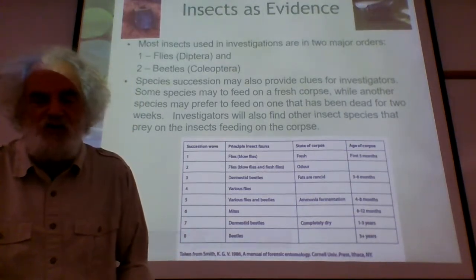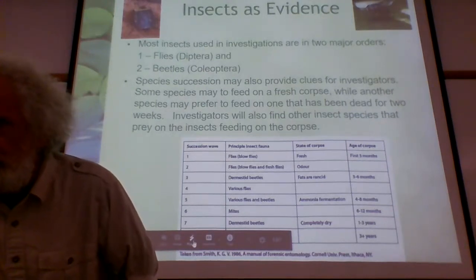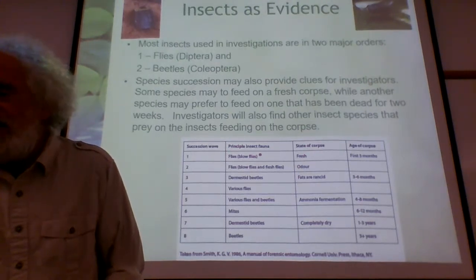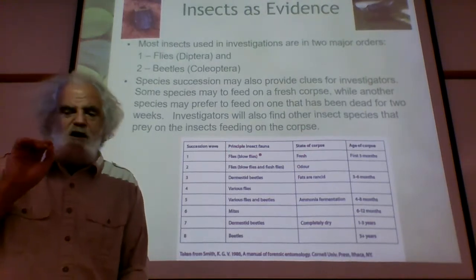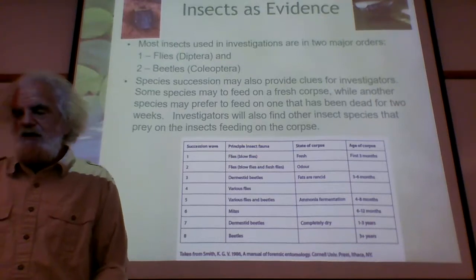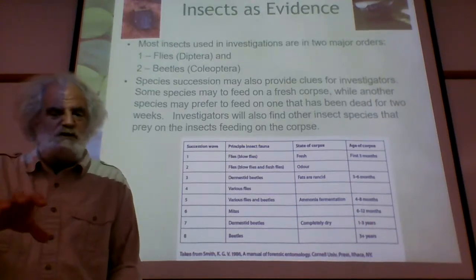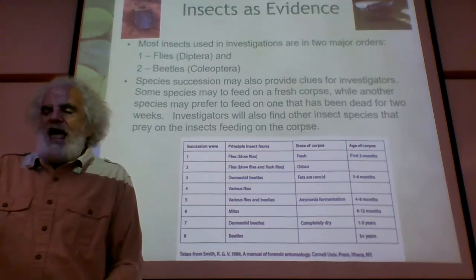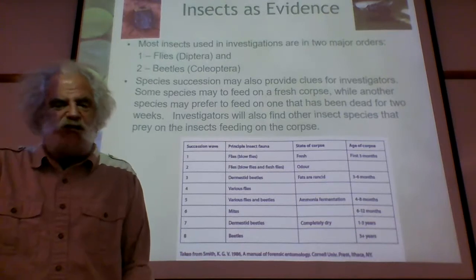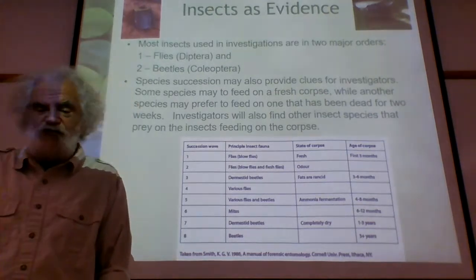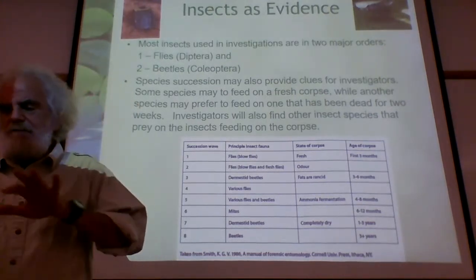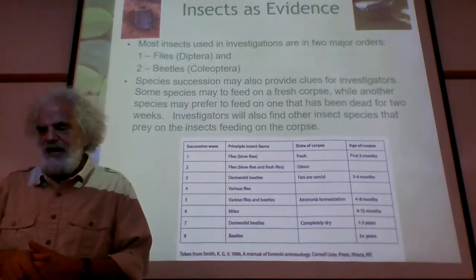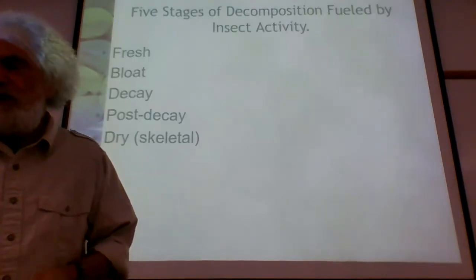One of the first guys to arrive on the scene, here, let me get my little red pointer, is the blowfly. And blowflies, they are going to be present on a corpse very early and hang around for a while. As the corpse begins to deteriorate, beetles start to come in, and then there's different kinds of flies and beetles as the body continues to decay.